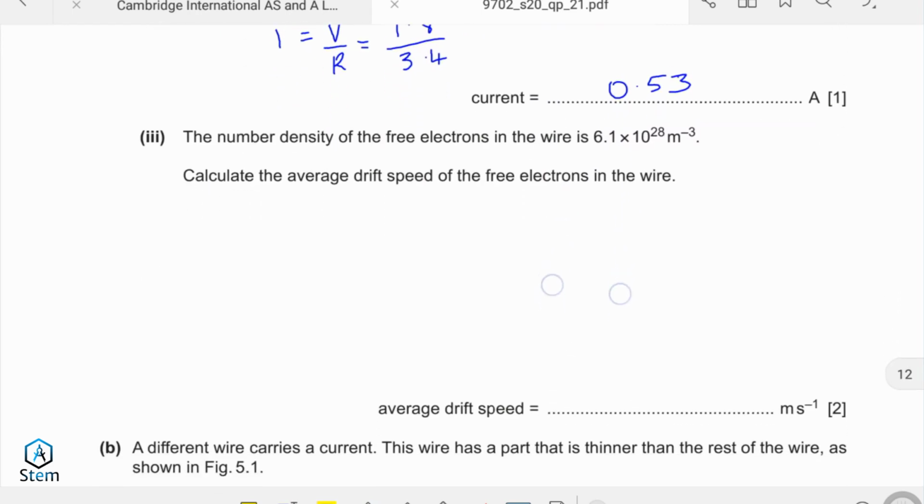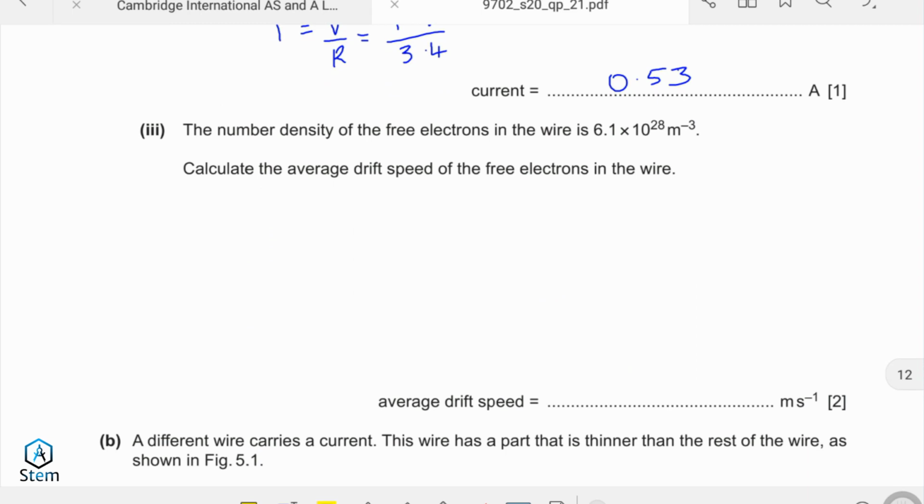Awesome. The number density of free electrons in the wire is this value. Normally we refer to this as n. Calculate the average drift speed of the free electrons in the wire. All right, so we are going to say current is equal to cross-sectional area multiplied by number density multiplied by the drift speed of the electrons multiplied by the charge of each charge carrier. In this case, it is the electrons.